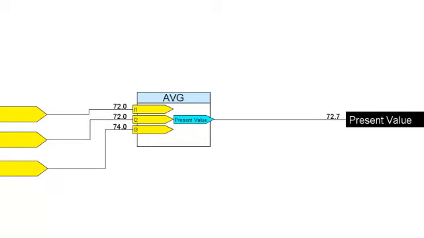Well, that's it for now. Of course, we aren't doing anything with this yet. All we did was calculate the 72.7. In our next video, what we're going to do is take that 72.7, and when it reaches a value above that set point value, then we're going to turn on our unit. But we haven't done that quite yet. We'll get to that in our next video.